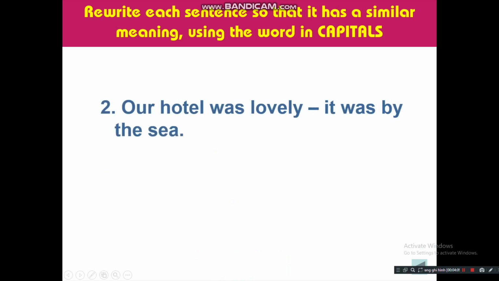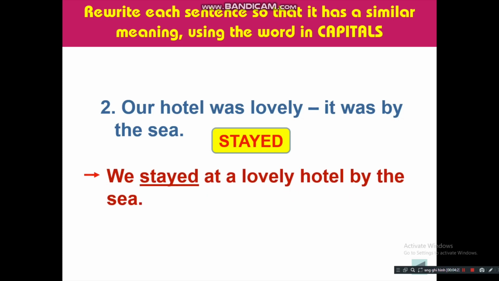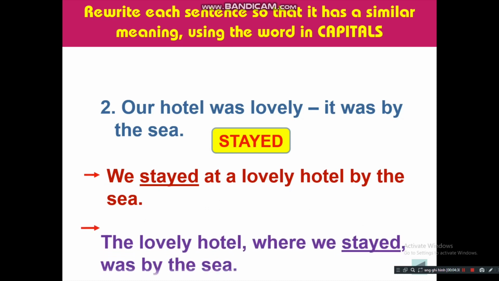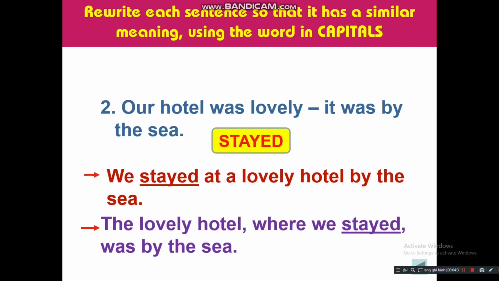Next questions. Our hotel was lovely. It was by the sea, and the word given is "stayed". So we have 2 answers for this question actually. Number 1, we stayed at a lovely hotel by the sea. Or you can write, the lovely hotel where we stayed was by the sea.